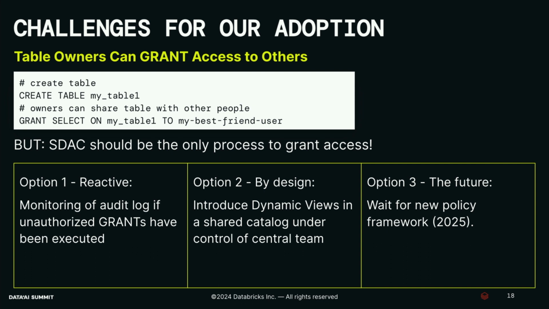So the first option was we can go reactive. So we could run, let's say, a monitoring job which checks the audit logs regularly and checks if there are any unauthorized grants. The problem is that you're always reactive. So there is a short time period where the access would be granted, and then maybe you find this unauthorized access, and then you can remove it. But it's not nice, right? So people would get access for a short time period.